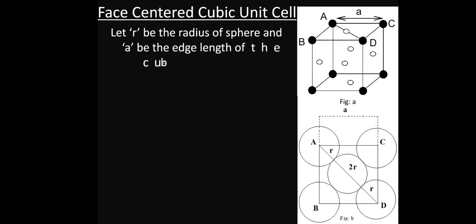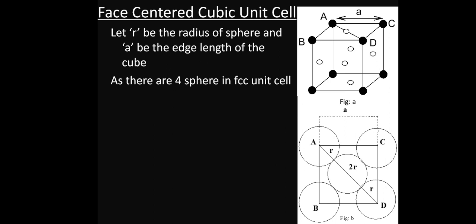Let r be the radius of the sphere and a be the edge length of the cube. As there are 4 spheres in a face-centered cubic unit cell, for those who don't know why, please watch the previous video where I have explained how a face-centered cubic unit cell has 4 spheres. Then it will be clear why we are writing 4 spheres. Therefore, the volume of 4 spheres will be 4 into 4 by 3 pi r cube, because the volume of one sphere is 4 by 3 pi r cube.